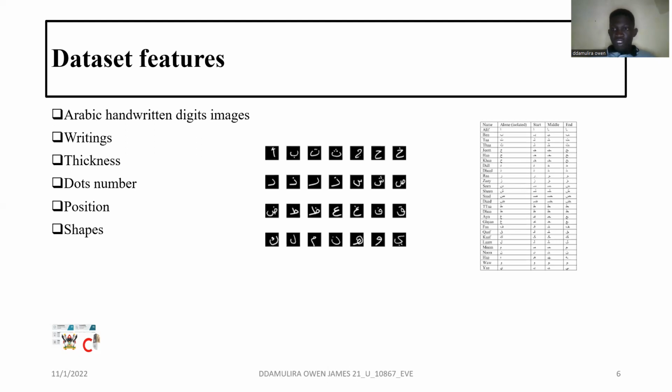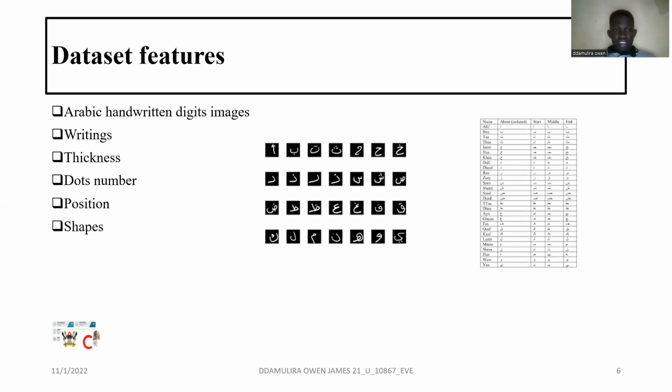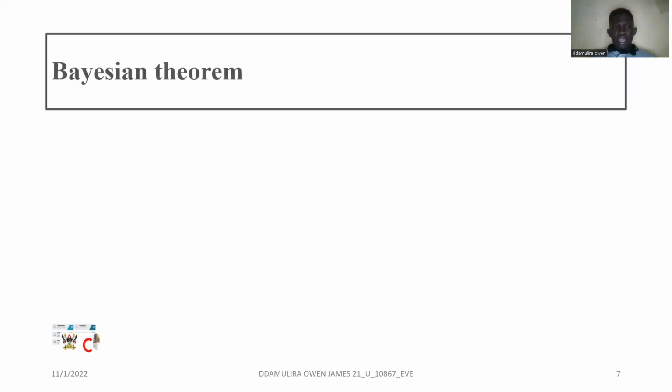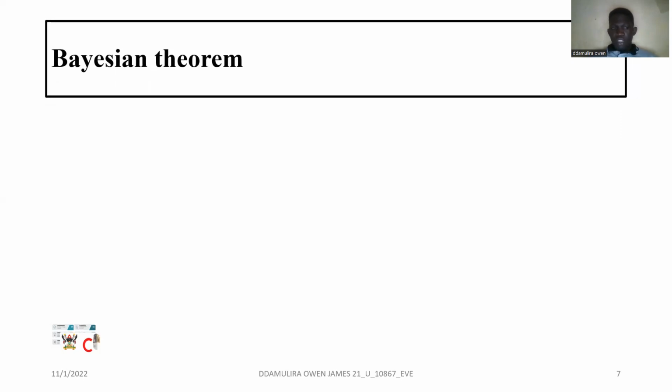Then you come to position. How do they position themselves? Like if you put a stick on number 4, where will the next stick be? If it's down, there you continue. If it's up, there you continue. Then the shapes also vary. Numbers vary in shapes. So that data set has all the different kinds of shapes which are needed for my data set.